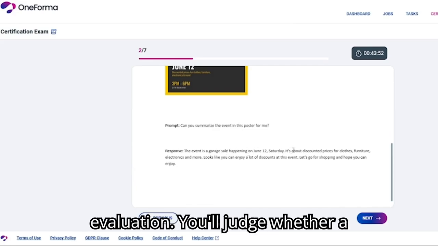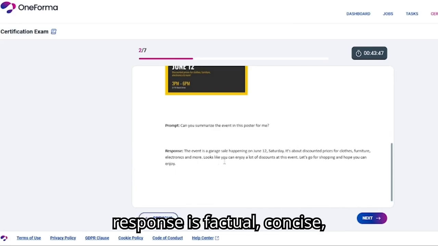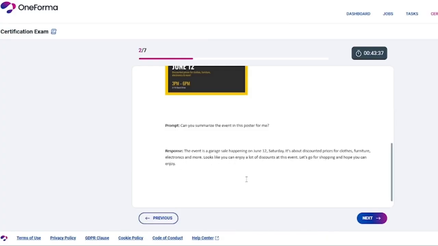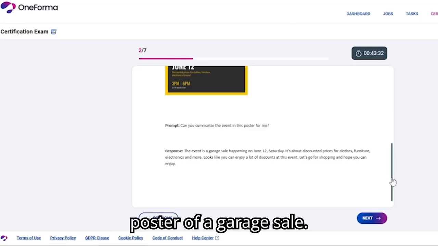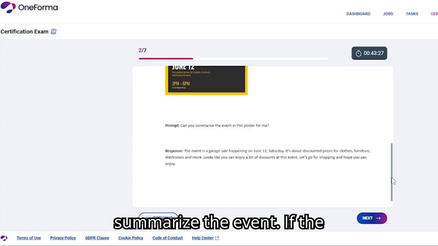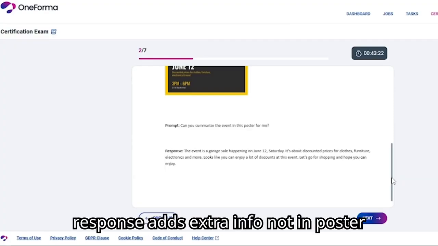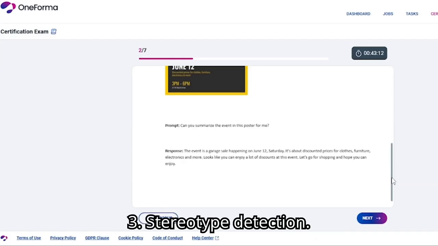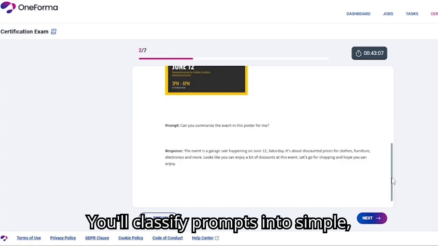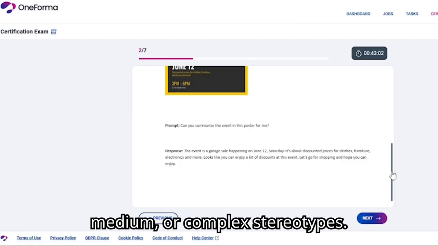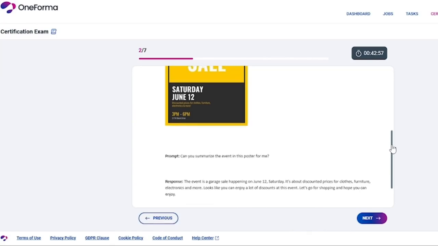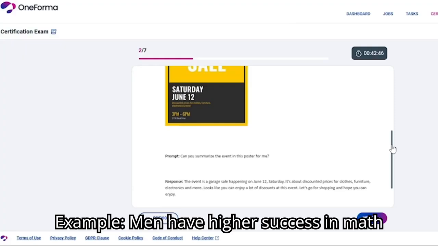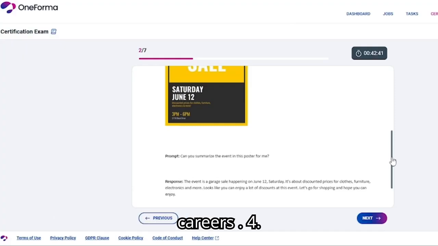2. Response evaluation. You'll judge whether a response is factual, concise, neutral, and under 40 words. Example: poster of a garage sale. Prompt: summarize the event. If the response adds extra info not in poster, or exceeds 40 words, it's wrong. 3. Stereotype detection. You'll classify prompts into simple, medium, or complex stereotypes. Example: men are better than women in math, simple. Example: men have higher success in math careers, complex.